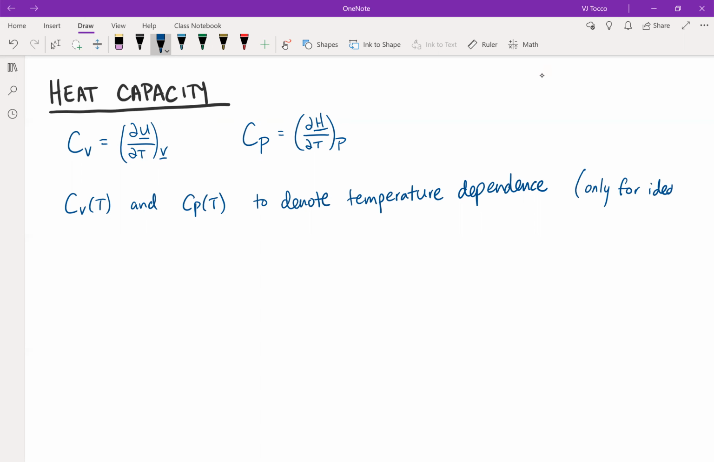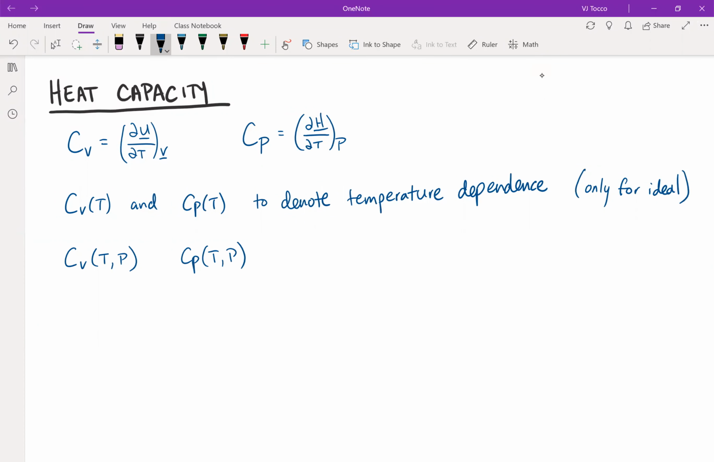Now remember, in an ideal gas, you assume that the pressure doesn't matter because there's no interactions between the particles anyway. But for a real gas, and for a real fluid just in general, the heat capacity is going to be a function of temperature and pressure. And CP is a function of temperature and pressure as well.